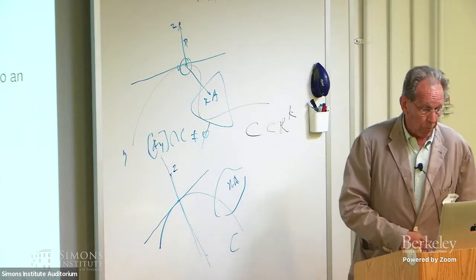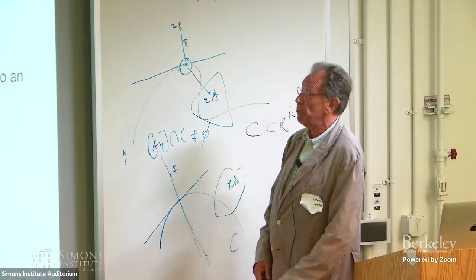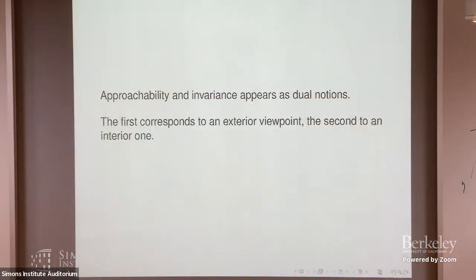So basically approachability and invariance appear as dual notions. The first corresponds to an exterior viewpoint: you are outside and you want to reach the set. And the second means that you are inside and you want to stay inside.